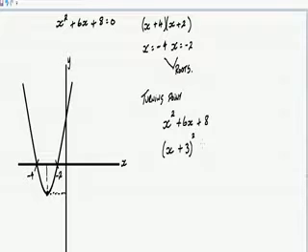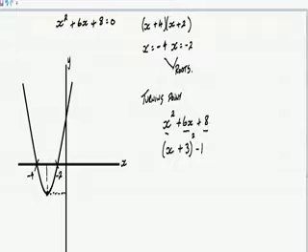Okay, so that's good, but I want 8. So if I've got 9 but I want 8, I need to subtract 1. Because if I multiply this out, I will get x squared, I will get 6x, but I'll get plus 9. And we want plus 8, so I need to take away 1, and then that will get me back to this equation.